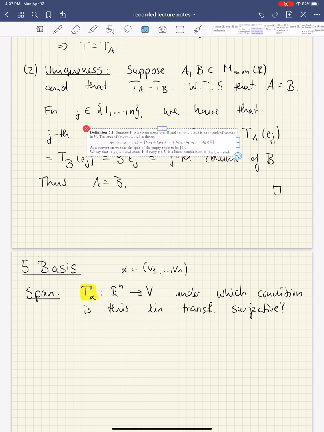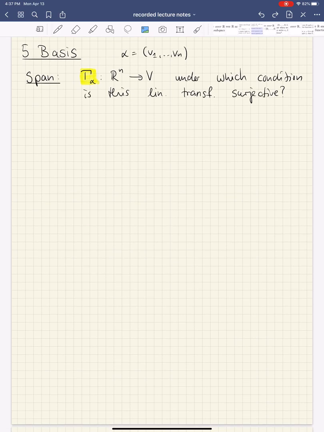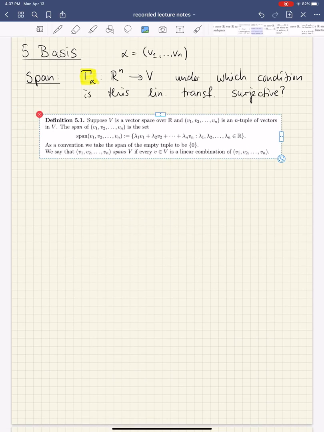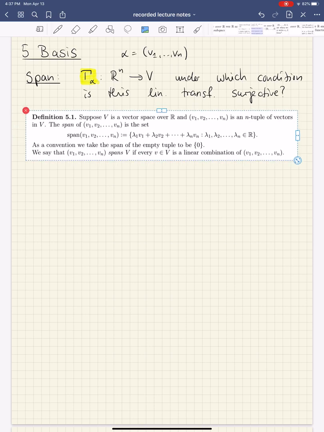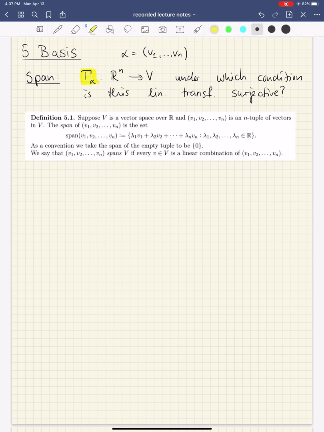Okay, so that's on the wrong page. Let's scroll down. So back here. This is the definition of what a span is. So we want to define the span of a tuple. Given a tuple v1 through vn in a vector space, the span of this tuple is just the collection of all linear combinations of that tuple v.